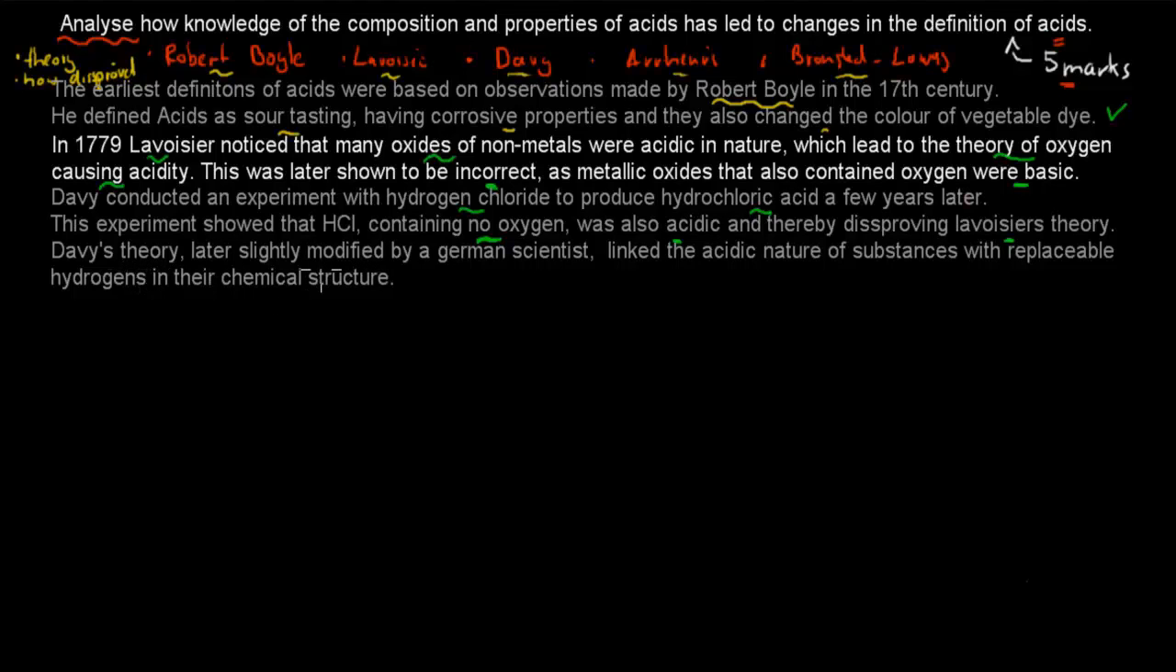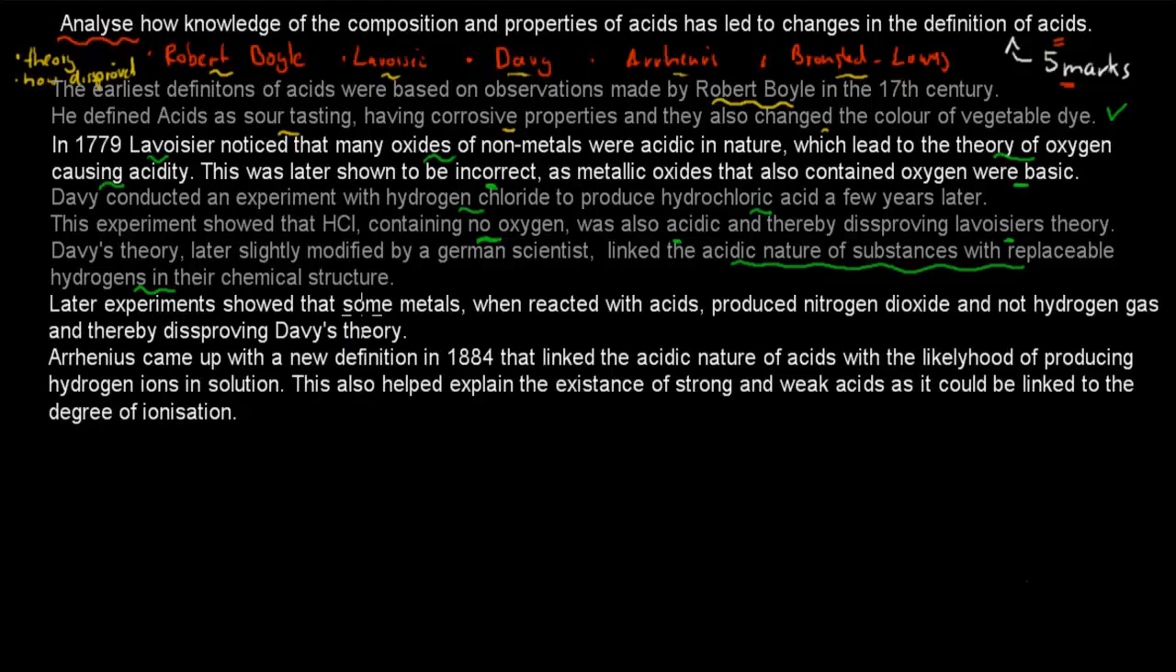Davy's theory, later slightly modified by German scientists, linked the acidic nature of substances with replaceable hydrogens in their chemical structure. This was the replaceable hydrogen theory of acids. Obviously that was disproven later. Later experiments showed that some metals, when reacted with acids, produced nitrogen dioxide and not hydrogen gas, thereby disproving Davy's theory. His theory was all about hydrogen gas, but here the acid reacted with a different metal and produced nitrogen dioxide, not hydrogen gas. So that disproved Davy's theory.